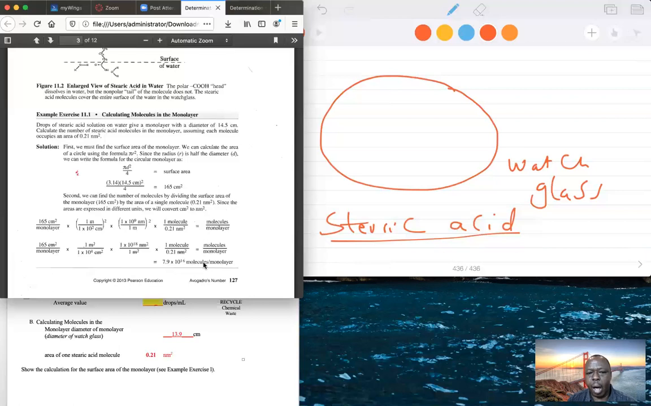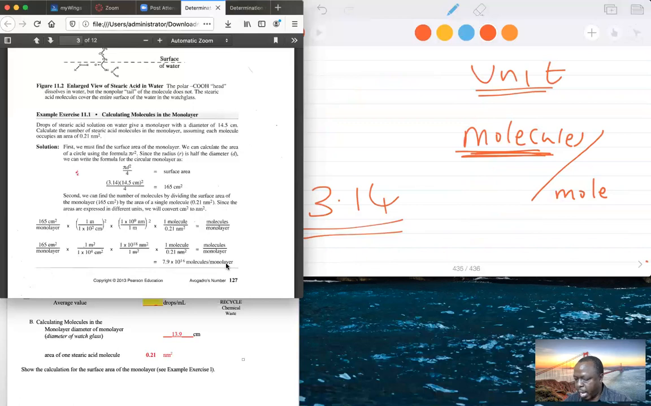And please write molecules per monolayer, because I'm going to be looking at the units. This will give us the top part. Once we figure out the number of molecules per monolayer, we need to find the number of moles.